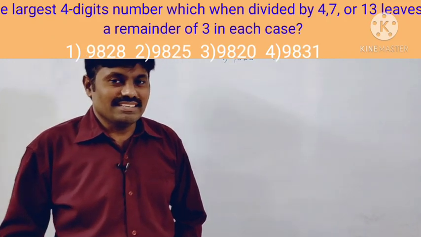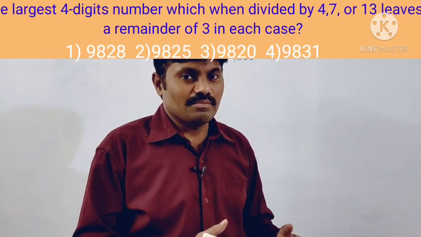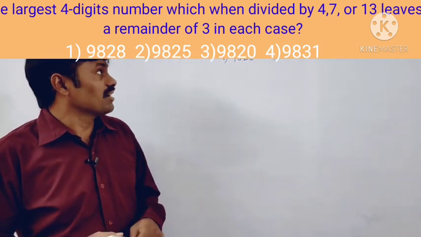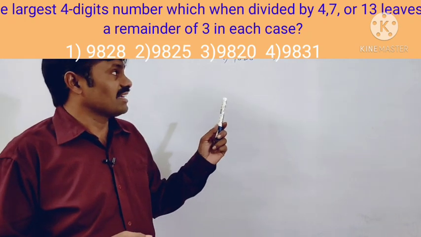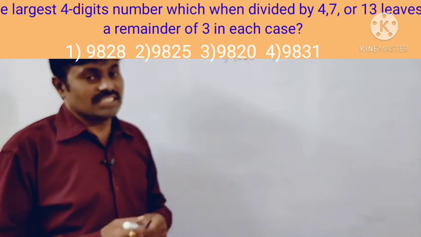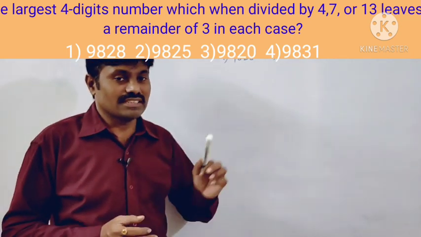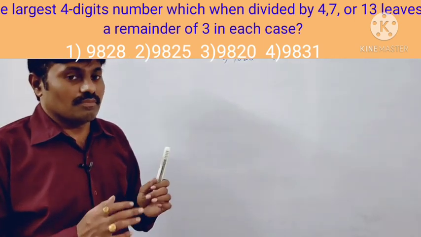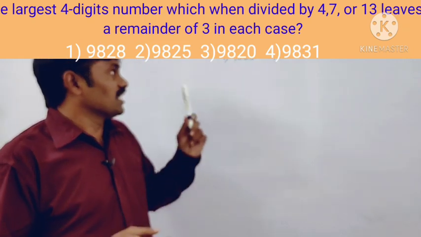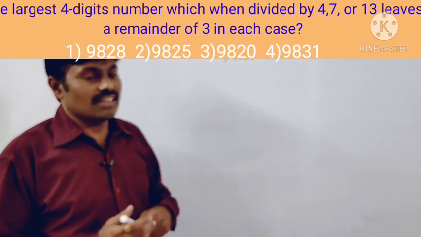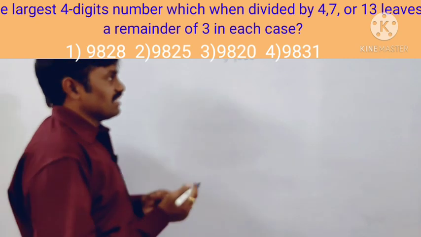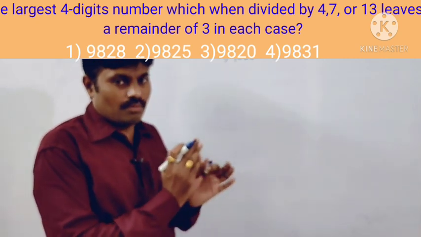Dear students, now see the same model but a different problem. Here the question is: the largest 4-digit number which when divided by 4, 7 or 13 leaves a remainder of 3 in each case. Here also the largest 4-digit number is given. The largest 4-digit number means don't think that we have to find HCF. The largest 4-digit number is four nines, 9999. It is divided by different divisors leaving the same remainder. Here also the concept is different divisors, same remainder. It is a different problem but the same concept.